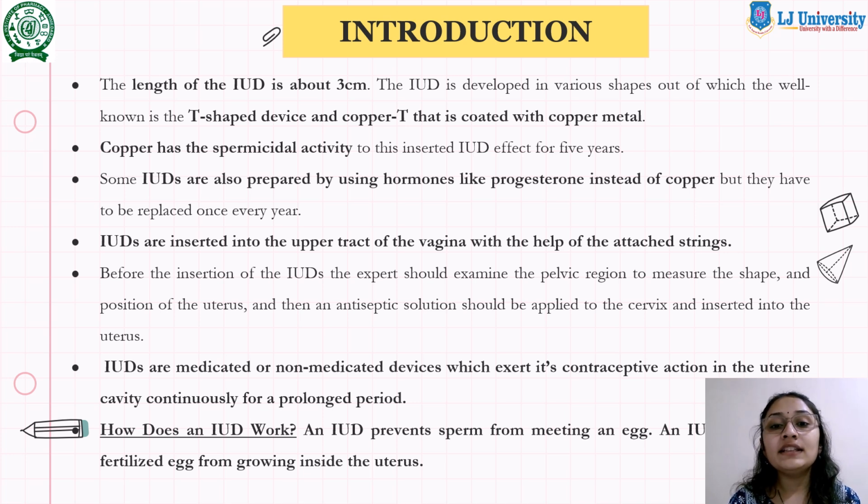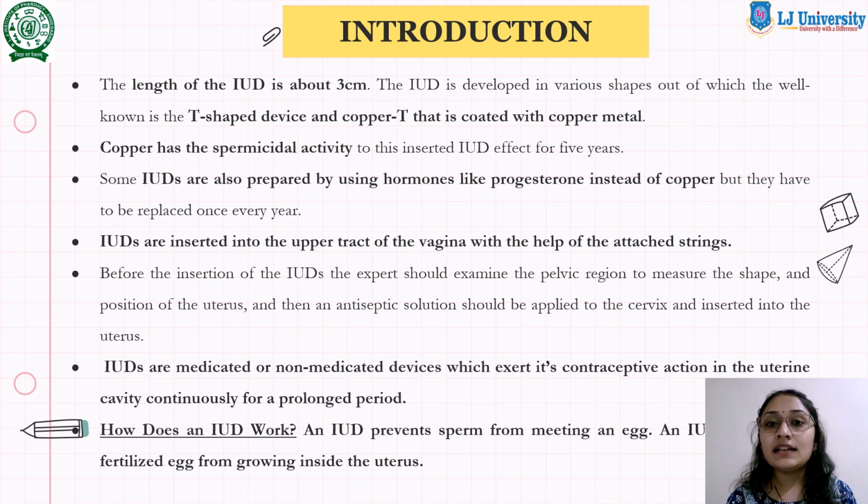So copper has a spermicidal action, and thus it has contraceptive activity. That is the main reason copper is the metal of choice for the preparation of intrauterine devices. Now we will see the types of intrauterine devices. Basically there are two types: medicated intrauterine devices and non-medicated intrauterine devices.